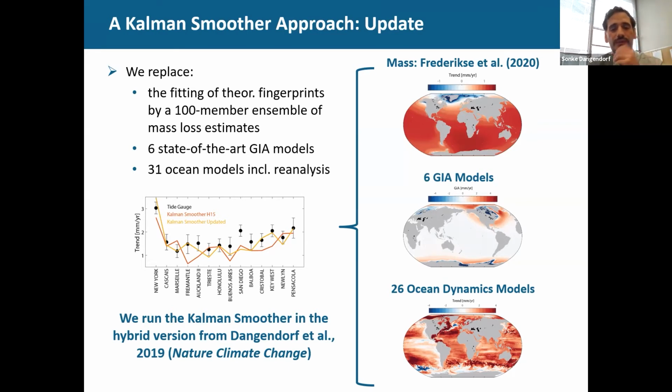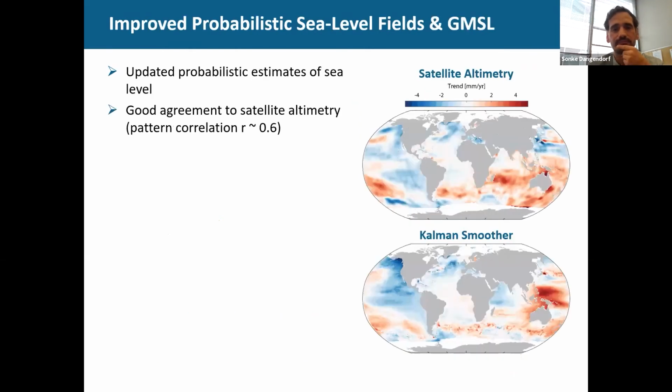That hybrid version has been published in a paper in Nature Climate Change in 2019. So for those who are interested, you can read into that. But it's very similar to the other one. There are only slight adjustments that don't really matter for the assessment here. So that's why I'm skipping that.